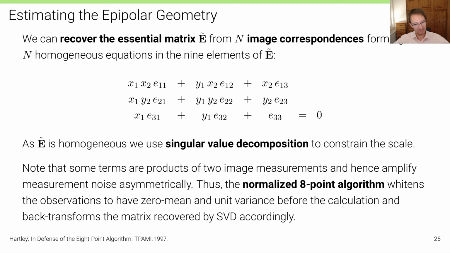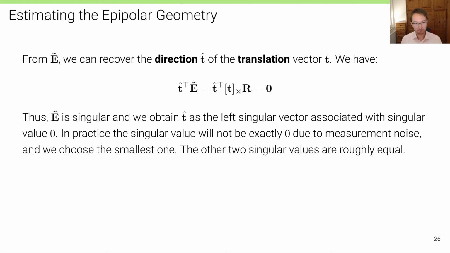First normalize the image coordinates such that they have zero mean and unit variance. Then you do the SVD, and afterwards you undo this normalization again, and you get much more stable results. Because in practice, your SIFT correspondences are always going to be contaminated by noise, and so this effect will be much less strong if you do that.